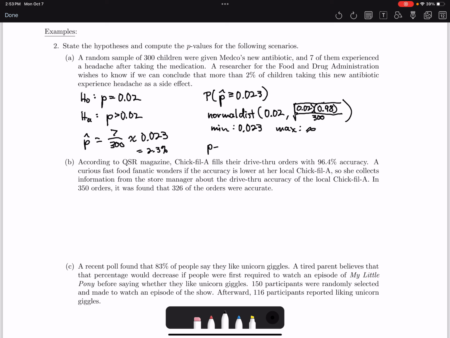So the p-value, right, is the probability that we would obtain the sample statistic that we obtained, or maybe something more extreme than that, under the assumption that the null hypothesis is true. So that's what we're computing here. Let's see what we get.